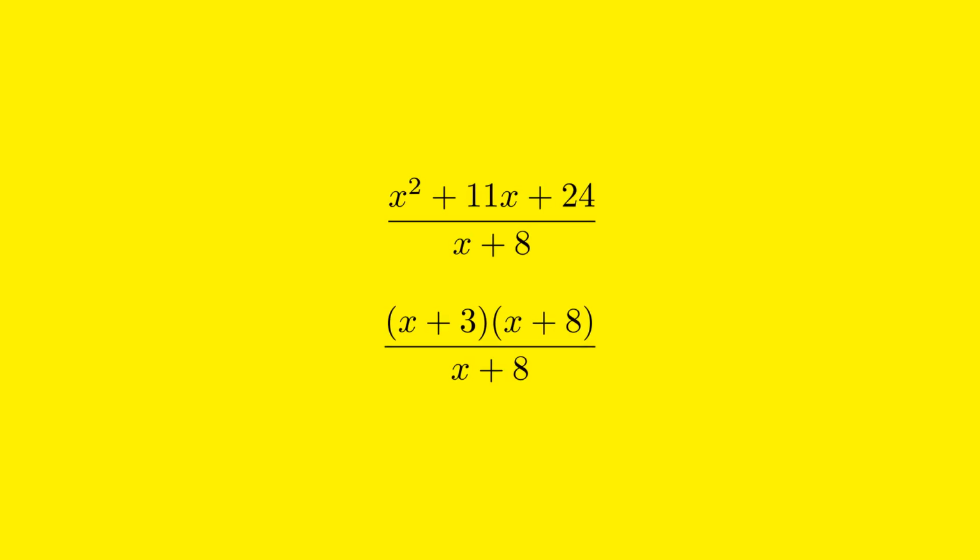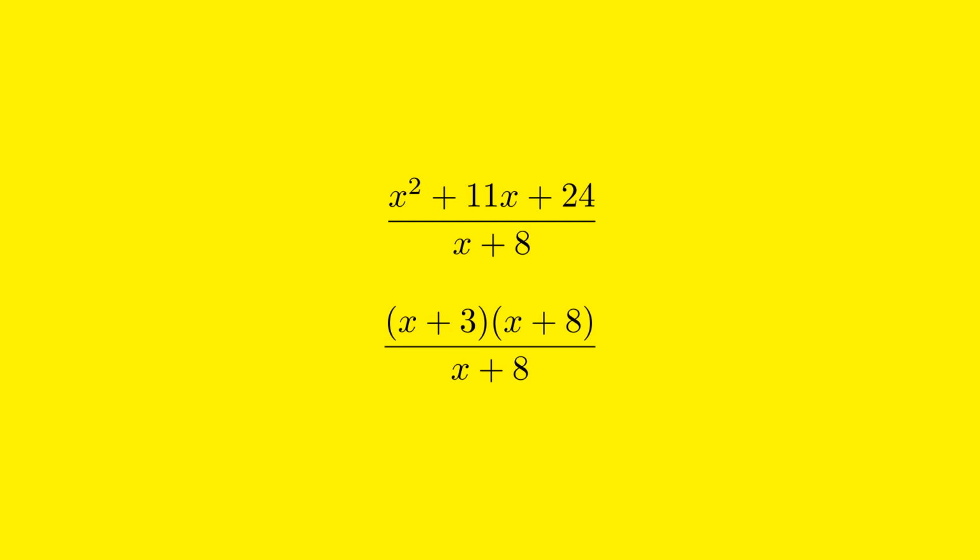First, identify the given rational expression, x squared plus 11x plus 24 divided by x plus 8. To simplify this expression, you need to factor the numerator. The numerator is x squared plus 11x plus 24. Factoring means finding two binomials that multiply together to give you the original quadratic expression.